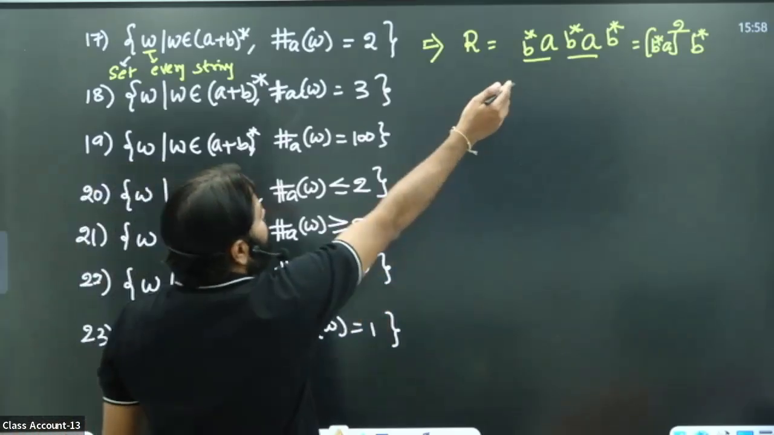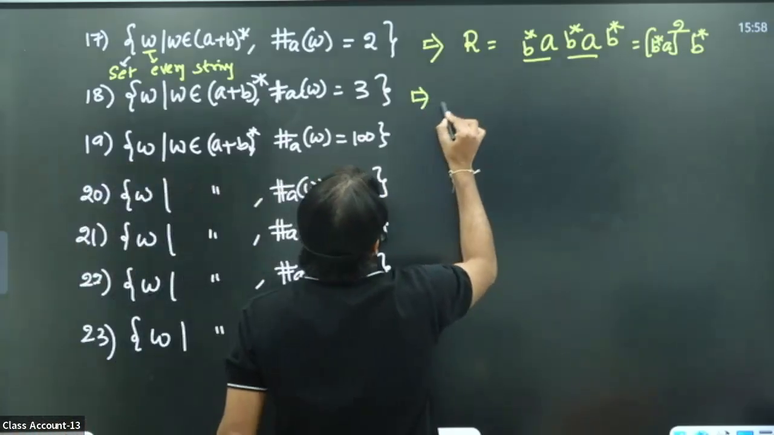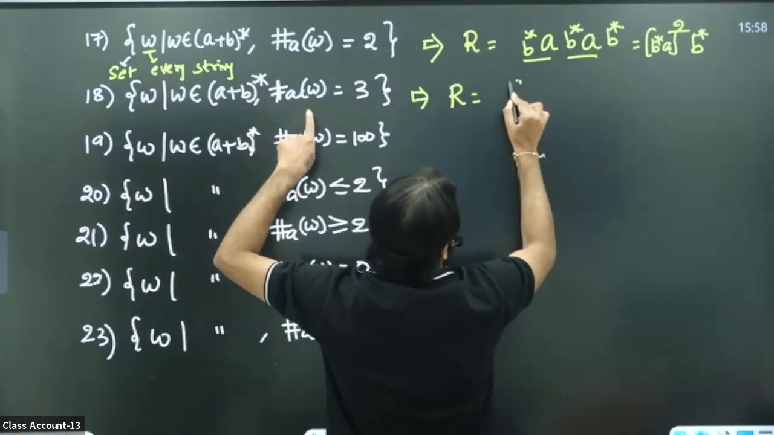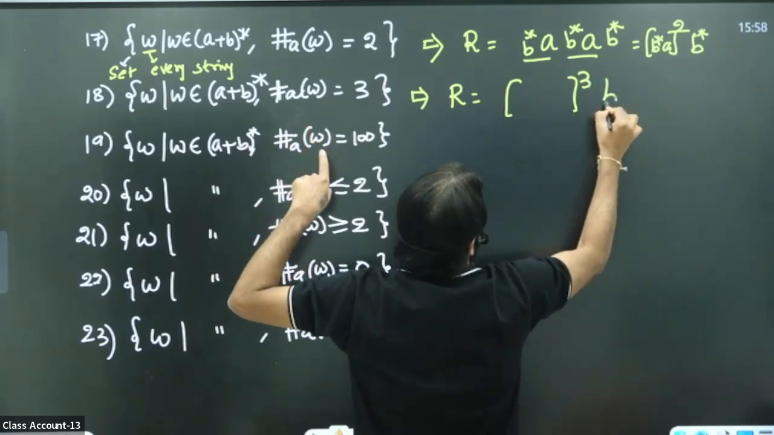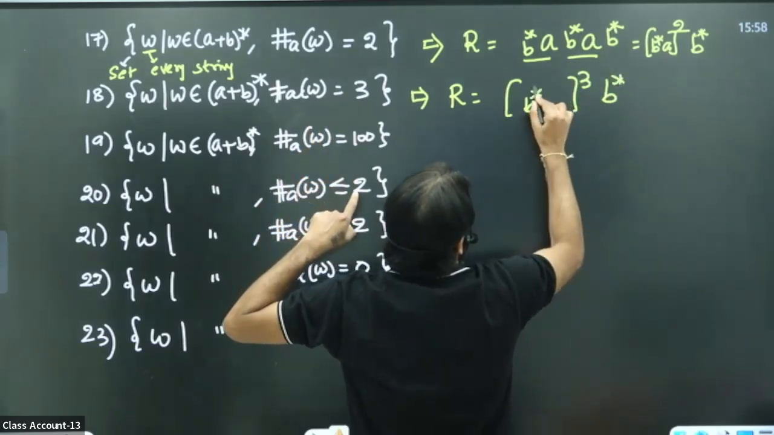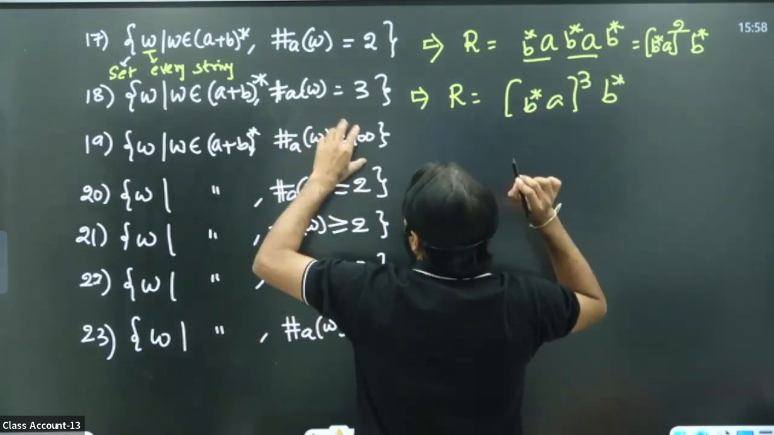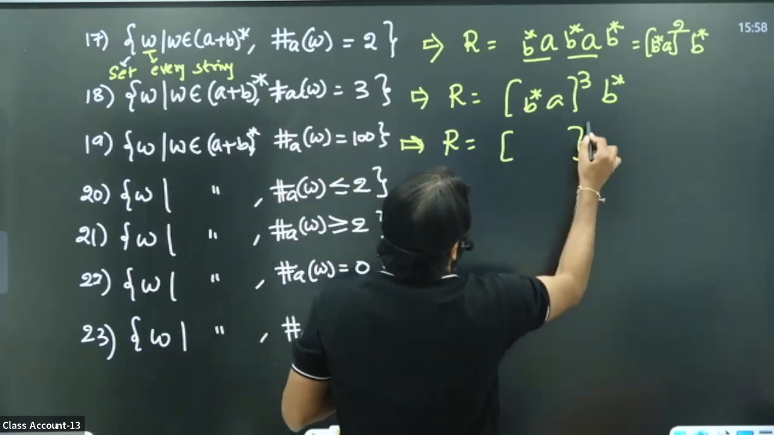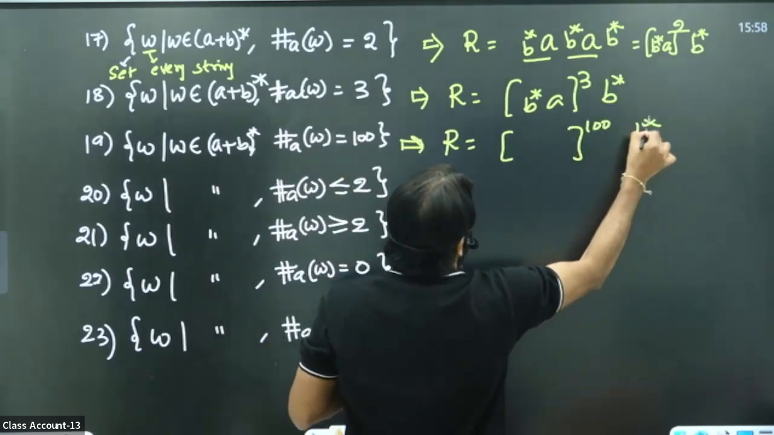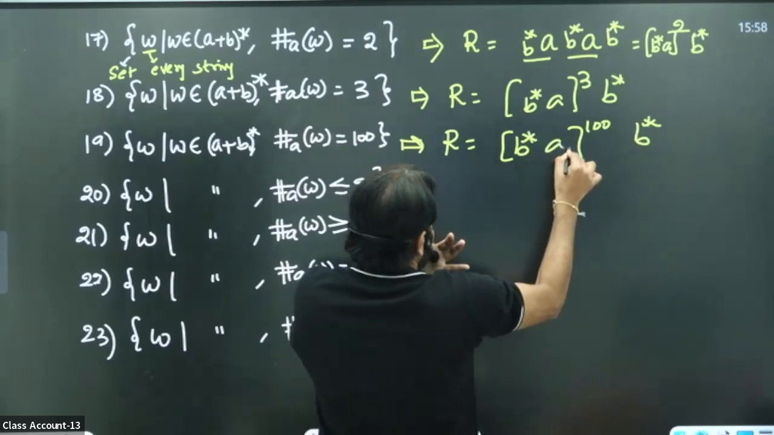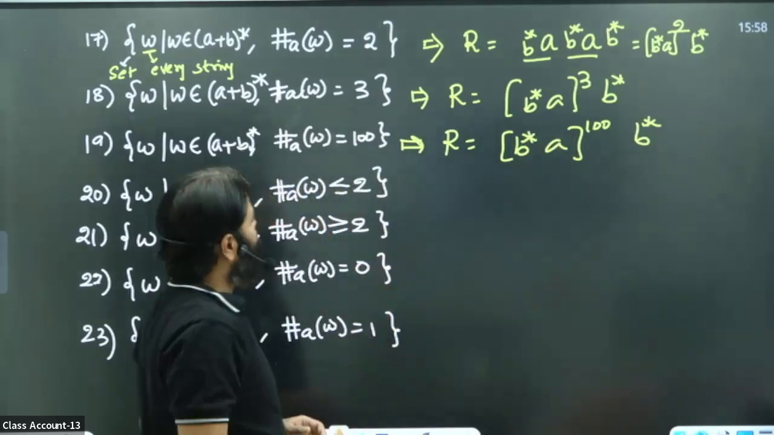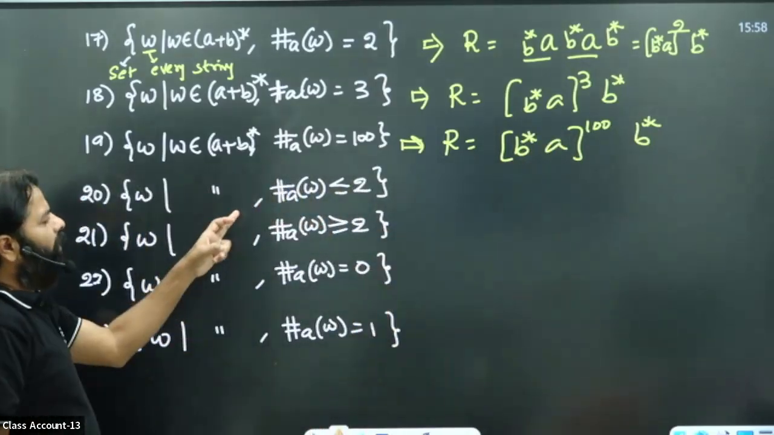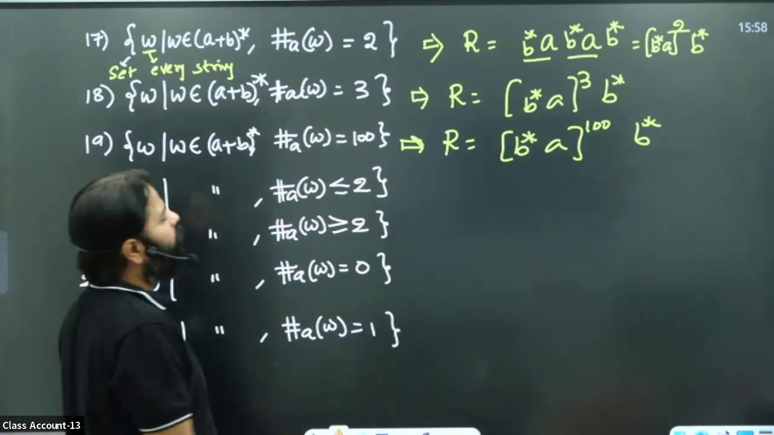Now, when you look at that expression, you can copy paste the same part 3 times. If you want exactly 3 A's, put a power 3. Which power 3? (B star A). And if you want power 100, you can write power 100. This can cover 100 A's. And now, at most 2 A's. At most 2 A's.